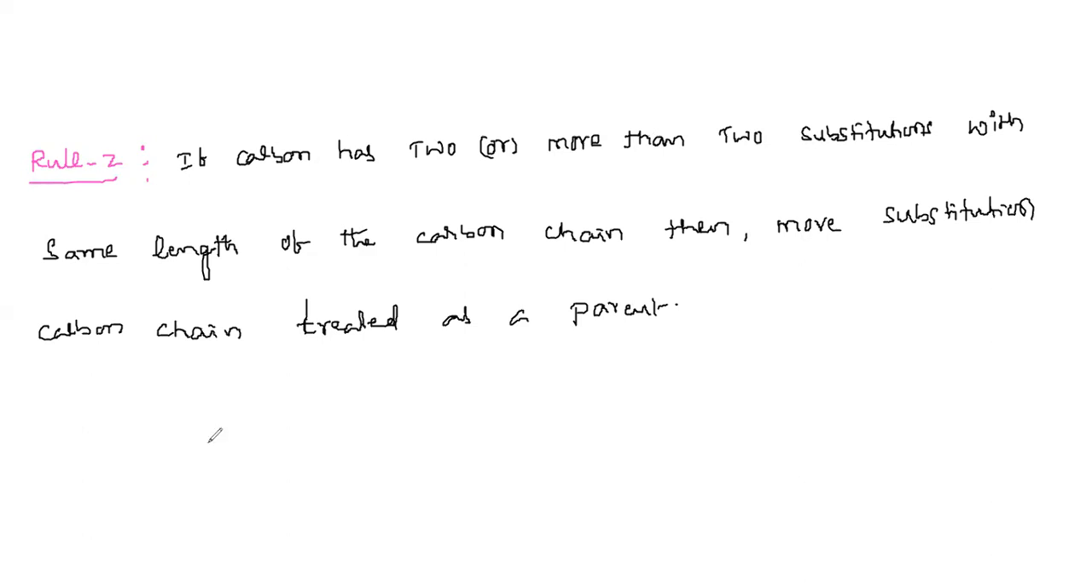Now I'm taking one example, then you can easily understand. Here, how many substitutions are there? Here, 2 substitutions are there. If we start counting the number of carbons, 1, 2, 3, 4, 5, 6, 7. Starting like this, 1, 2, 3, 4, 5, 6, 7. Going in any direction, we get the same length of the carbon chain.